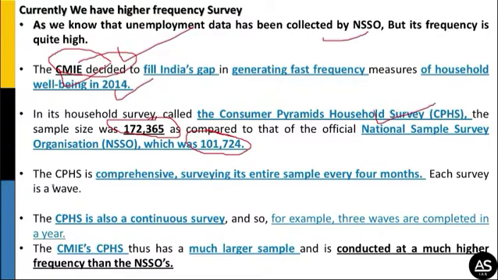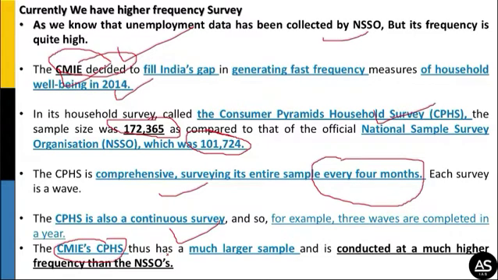Okay, so the Consumer Pyramid Household Survey is actually a comprehensive survey conducted every 4 months. Each survey is a kind of wave, which means it takes 3 waves to complete a year of data. So CPHS is continuously surveying, and for example 3 waves are completed in a year.